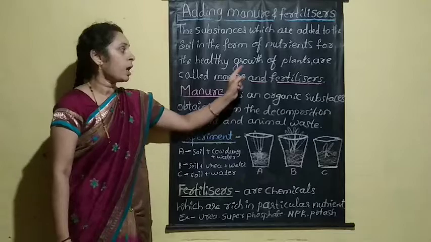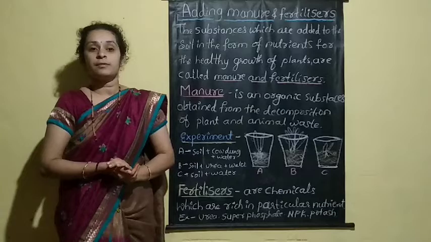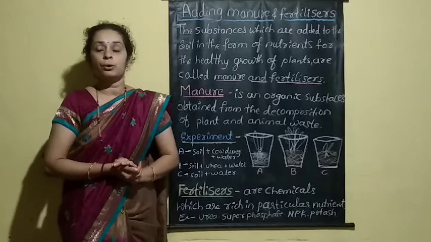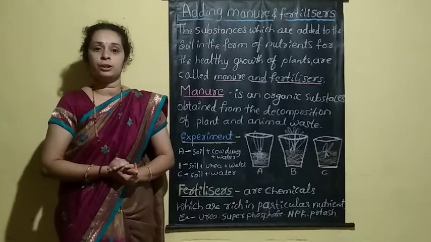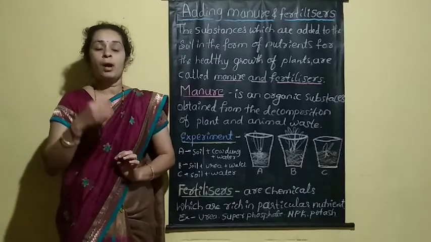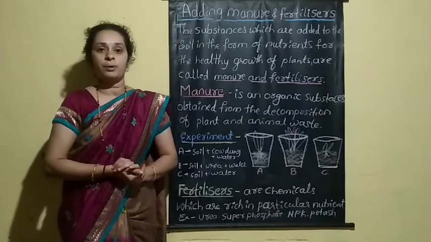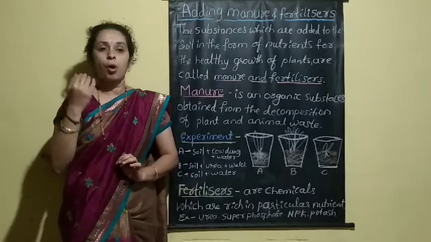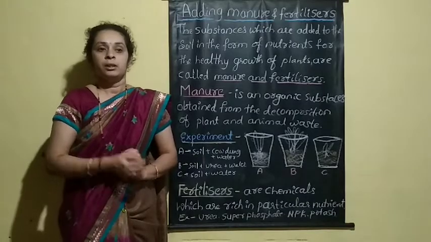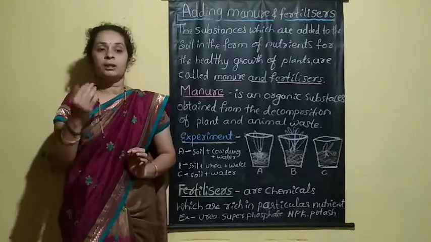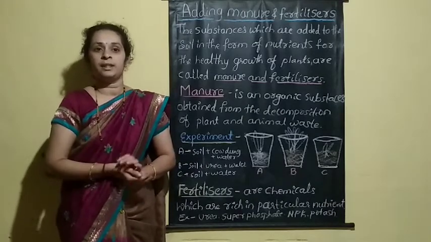The substances which are added to the soil in the form of nutrients for the healthy growth of plants are called manures and fertilizers. Soil provides different mineral nutrients for the growth of the plants. These nutrients are very essential for the growth of the plant. If one nutrient is deficient in the soil, the plants cannot grow properly. They require all the types of nutrients for growth and development. In order to provide all the types of nutrients, farmers will add manures to the field.